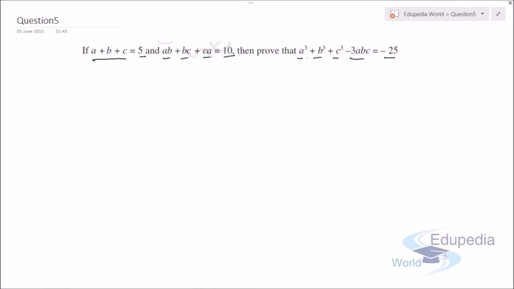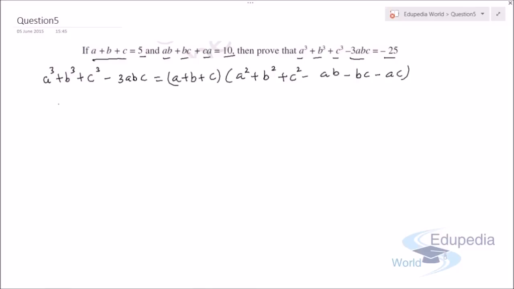So clearly we can see that we have to use the identity a cube plus b cube plus c cube. So first write the identity. The identity is a cube plus b cube plus c cube minus 3abc equals a plus b plus c into a square plus b square plus c square minus ab minus bc minus ac. Then we have to find the individual values to find the value of this total part.